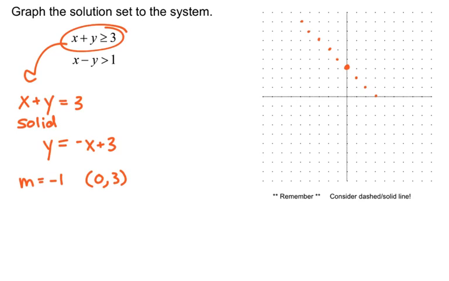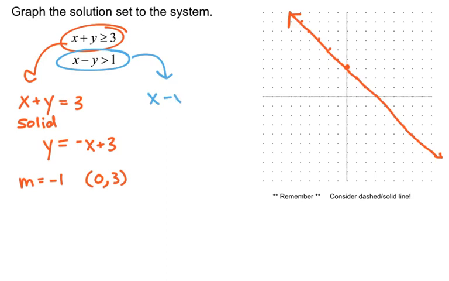Now, because we had an equal to on our inequality symbol, when we draw this, we know it's going to be a solid line. We'll look at shading for this here in a second. Now let's look at the other inequality.